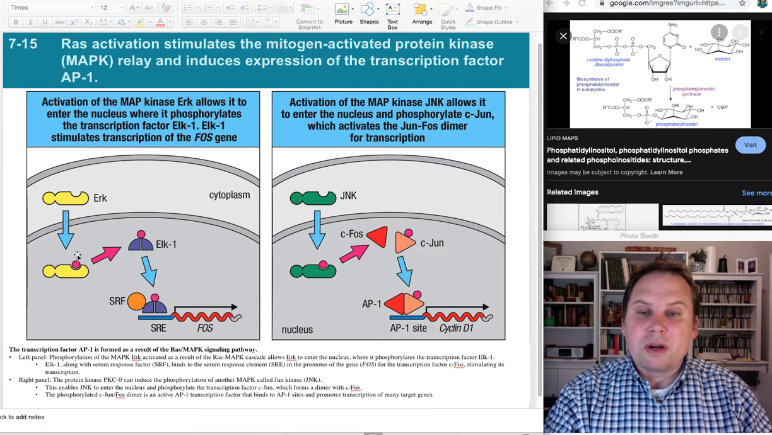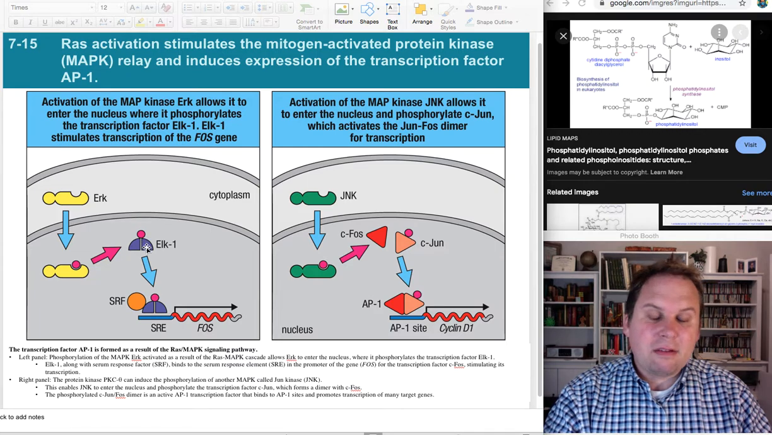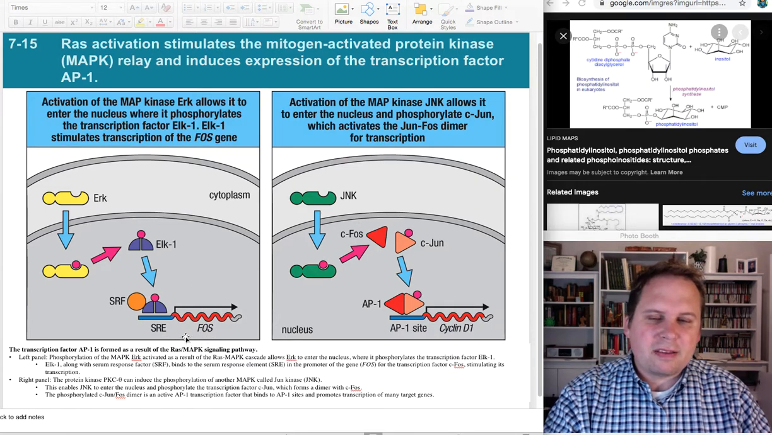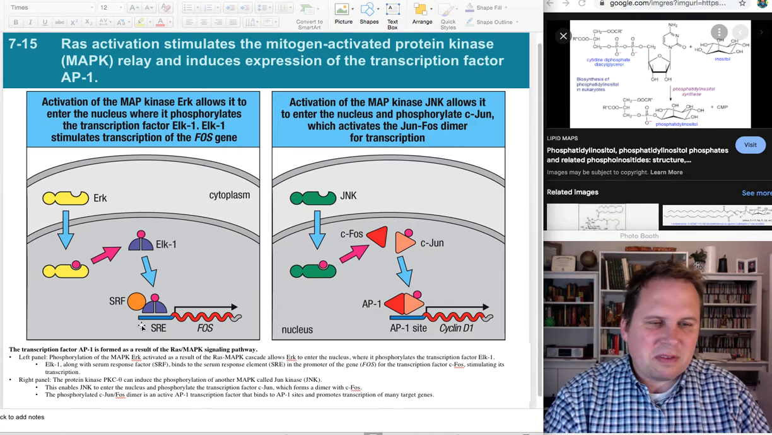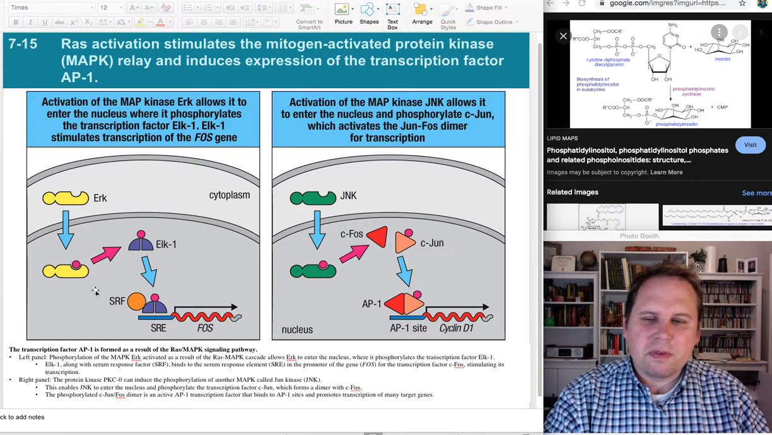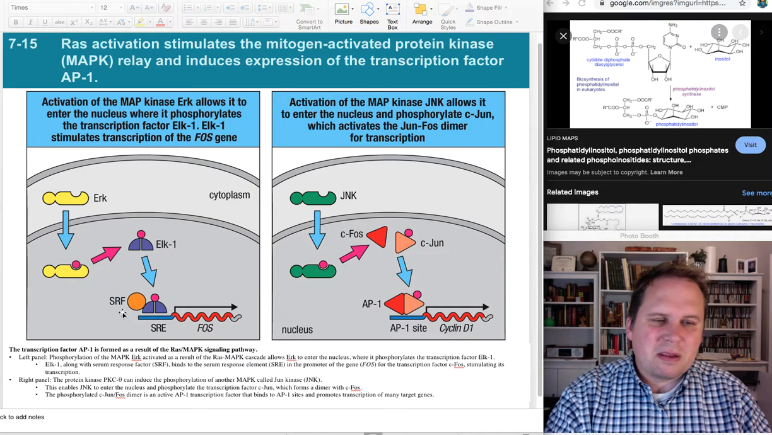Okay, so ERK is going to phosphorylate ELK1, and ELK1 is going to cause expression of FOS. If you're interested, this is the name of the particular DNA sequence that is bound by ELK1. We don't need to know that. And SRF is going to be another thing that binds with ELK1. We don't need to know that.